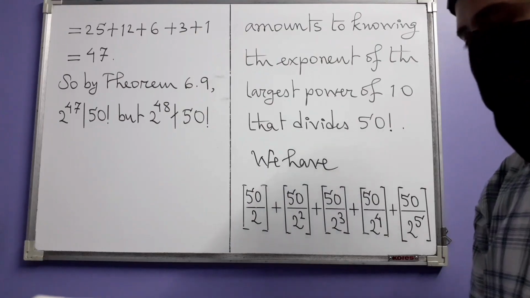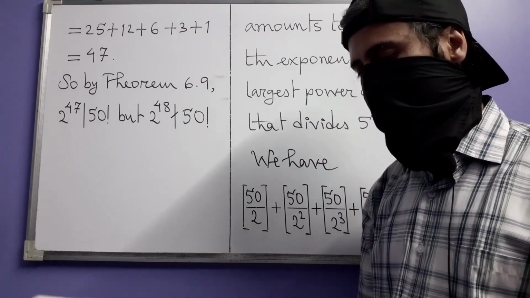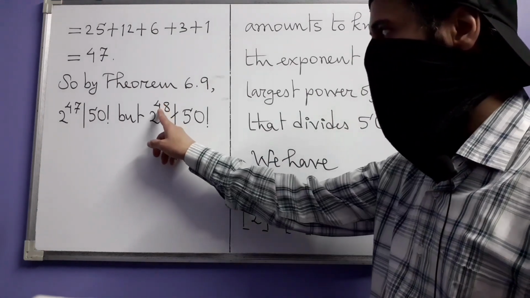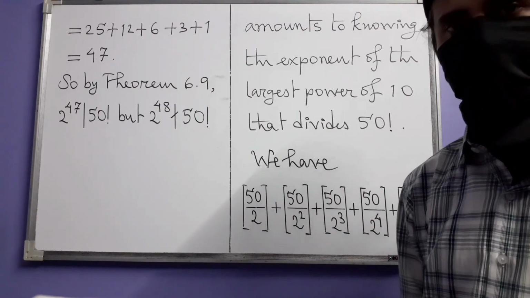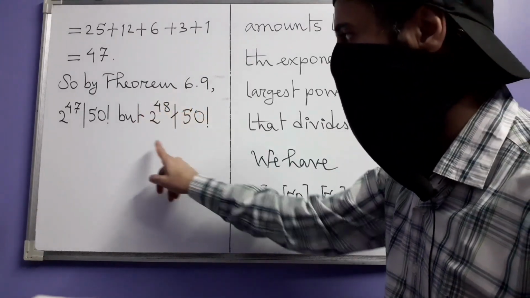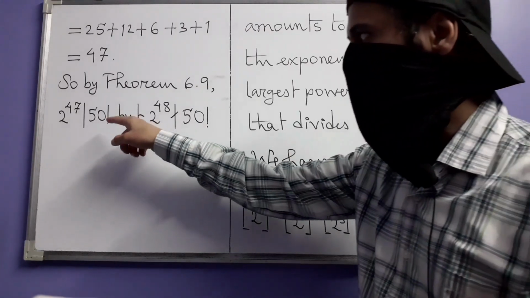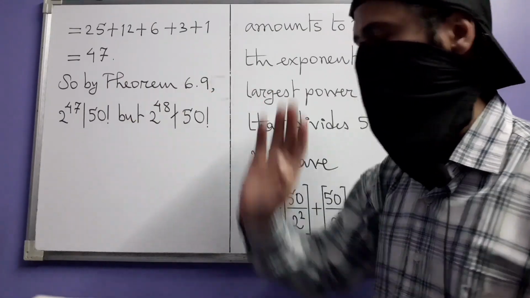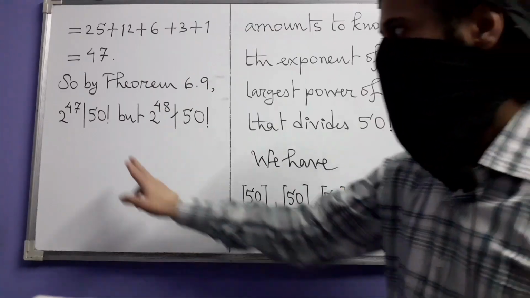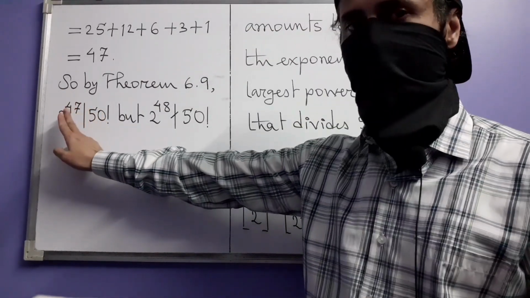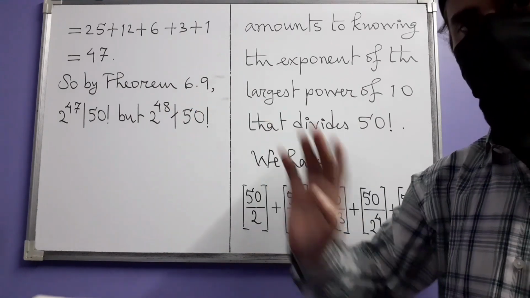And in this regard, I want to say something else also. We normally call this 47, for example, the power. That is not the power, that is the exponent. This entire thing, 2 to the power 47, is the power. That's why we say the power 2 to the power 47 divides 50 factorial. It's not that 47 is divided in 50 factorial, no. The power of 2, which is 2 to the power 47, divides 50 factorial, and in that power, the base is 2 and exponent is 47.